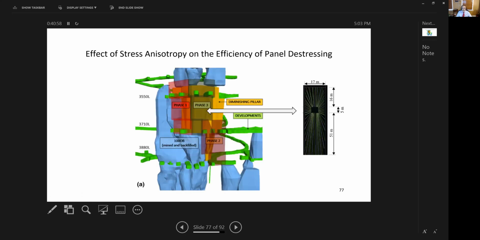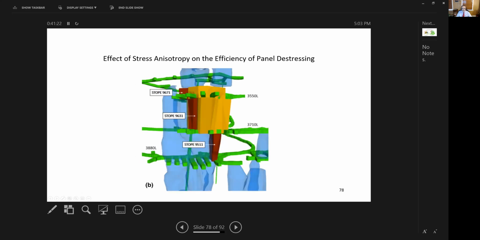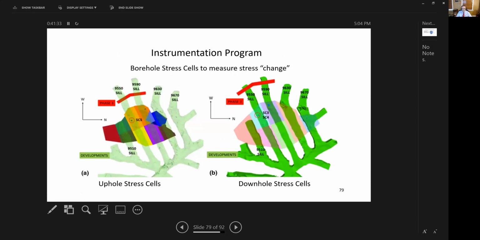So next, I'm going to discuss the effective stress anisotropy and the use of the anisotropic model for distress blasting through the phase 3. So phase 2 was implemented, and phase 3 was implemented in exactly the same way as phase 1, with the concept of panel distressing in this fashion. So what you see here is the picture after the previous stopes have been mined out, and now we're ready to implement phase 3.